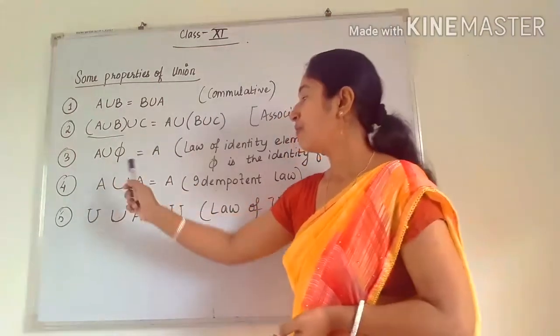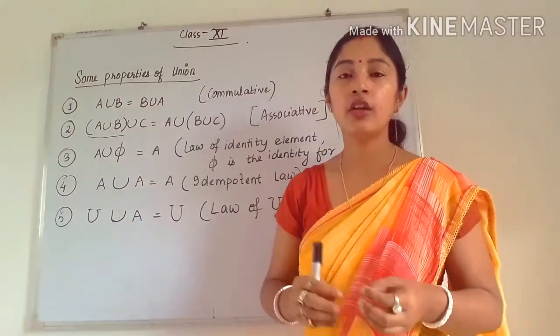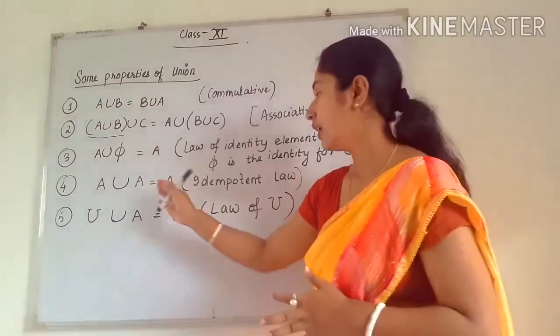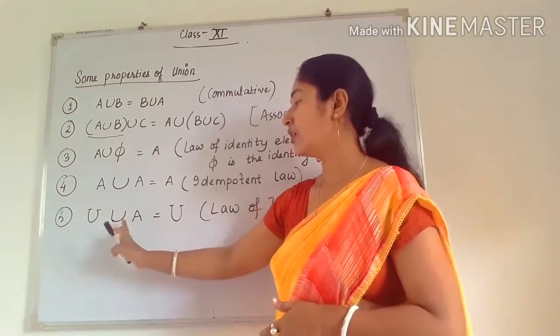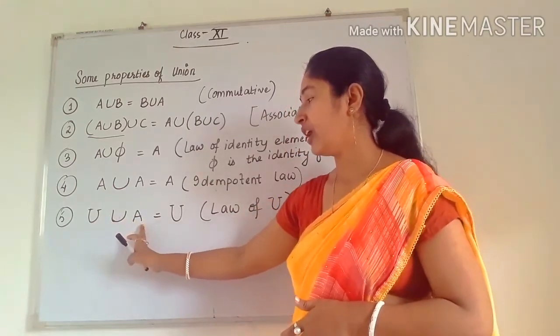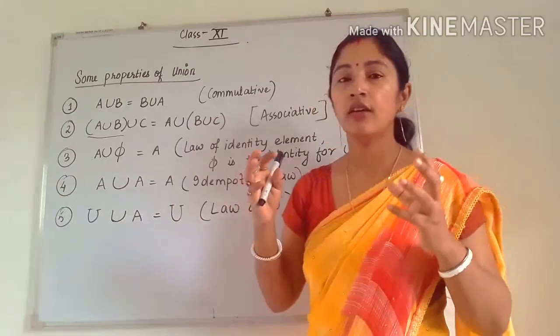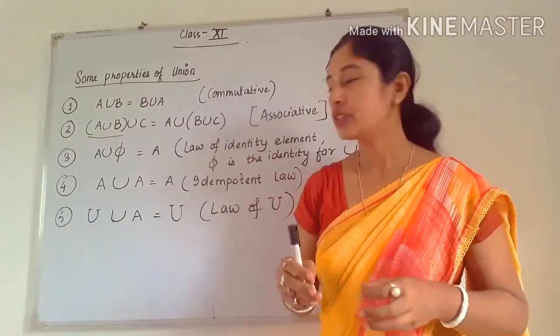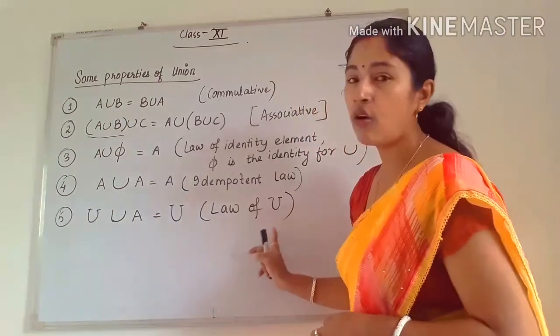Similarly, number 4, A union A is equal to A itself. When we do the union of A with itself, we get A. This is called the idempotent law. Next is the universal set and the union of A. When we do union, the big set is the universal set, so it will be U. So this is called the law of U.